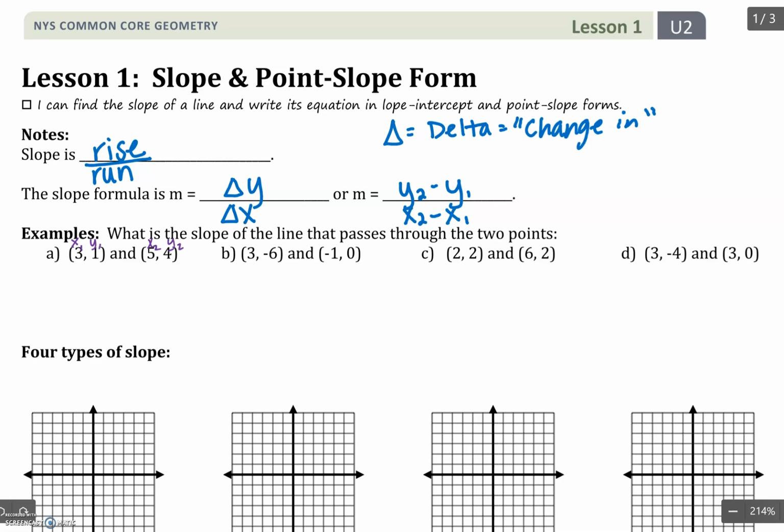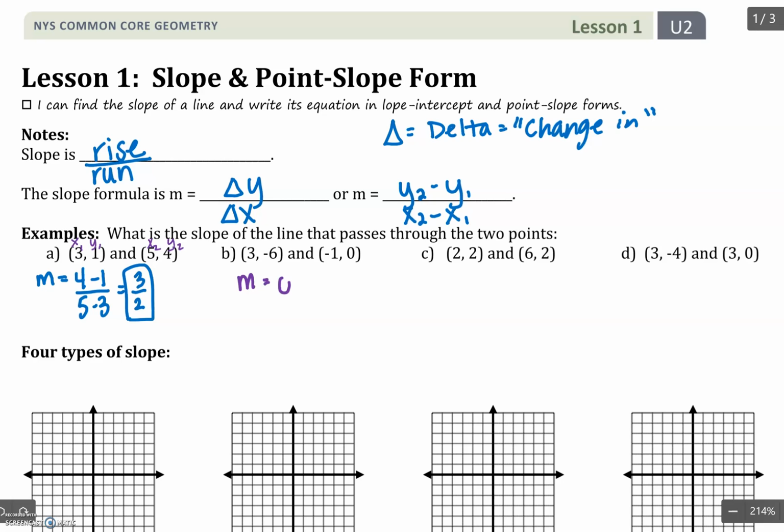So to do our calculation, we subtract. So we're going to do y value change. y2 minus y1 would be 4 minus 1, and x2 minus x1 would be 5 minus 3, and we would get 3 over 2, and that is the slope between these 2 points. We're going to do the same thing for part B.